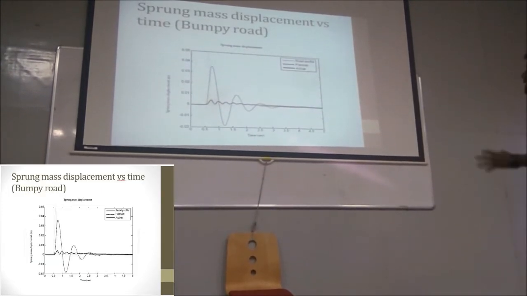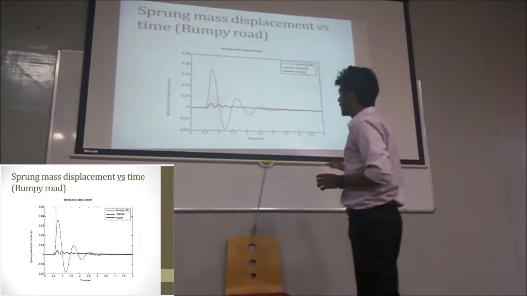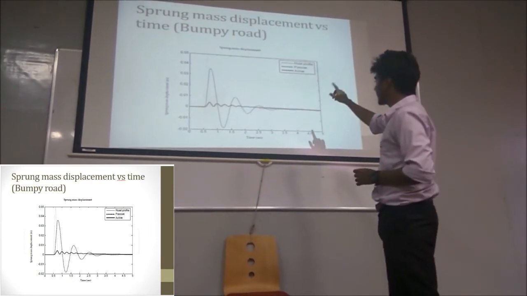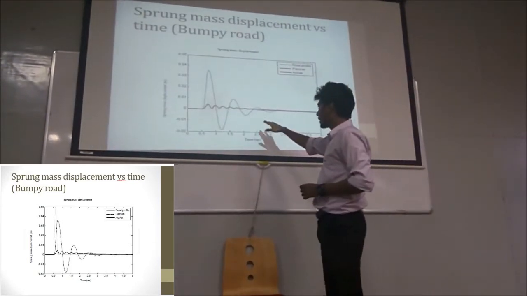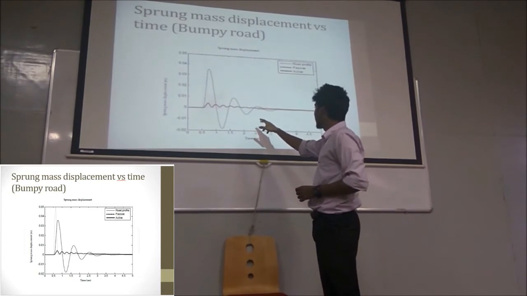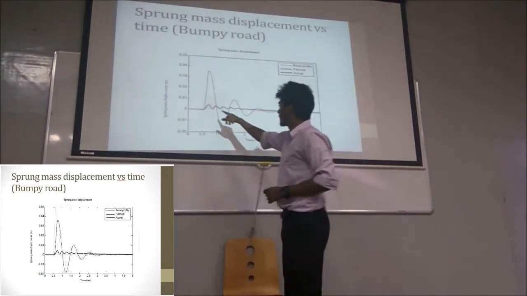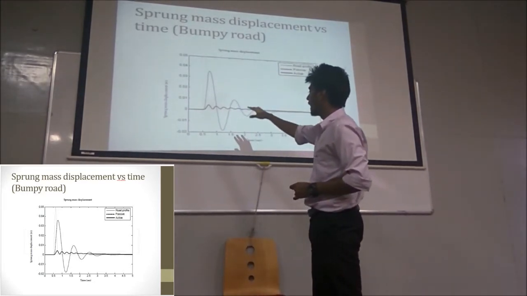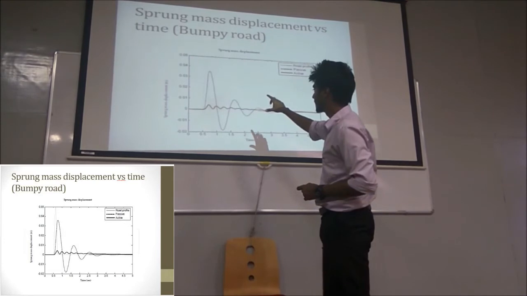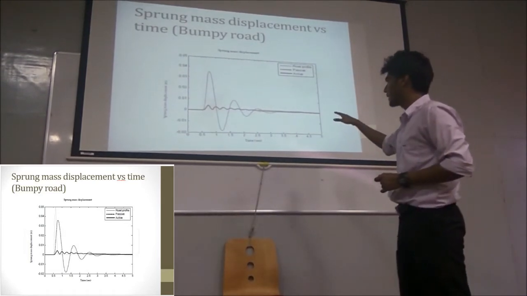Now we will see the sprung mass displacement versus time. The solid line represents the displacement of an active suspension system, the dotted line represents the displacement of a passive suspension system, and this is the road profile. We can see that there is a bump, and the passive suspension system is reacting to it very differently when compared to the active suspension system.